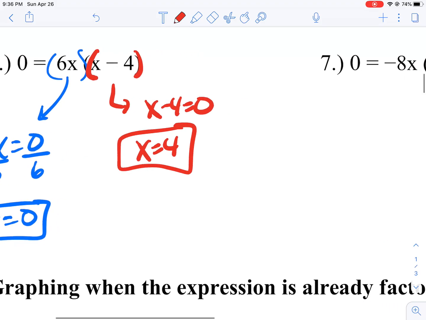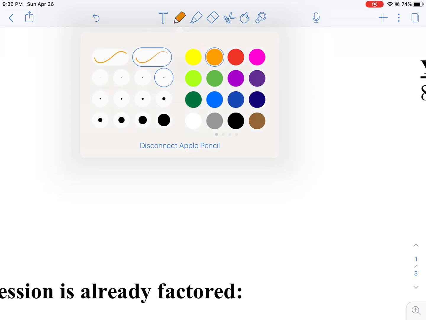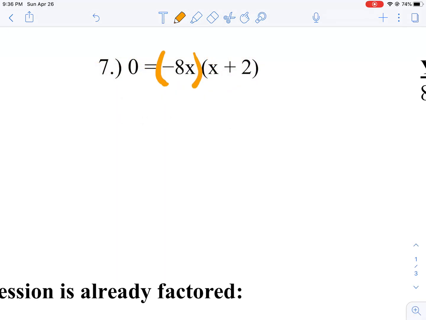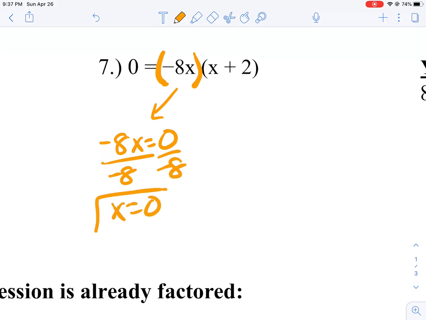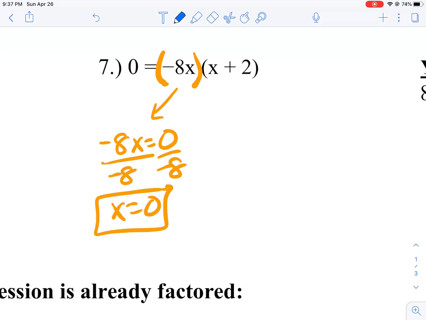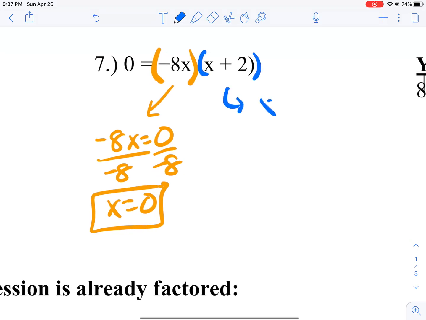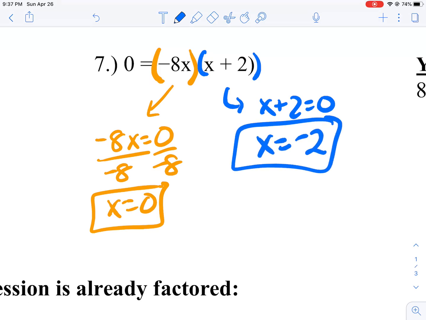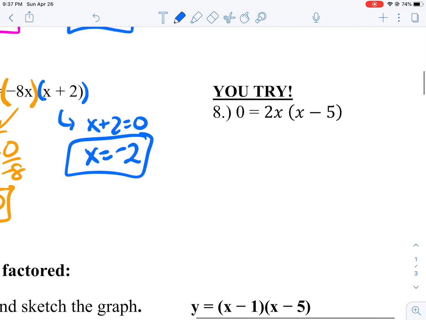Okay. So same thing for number 7. Even though we do not have parenthesis in the first factor, which is okay. So set negative 8x equal to 0, divide by negative 8, x is equal to 0. It is not equal to negative 8. And the second factor here, x plus 2 equals 0, x is equal to negative 2. All right, so if you can go ahead and try number 8.